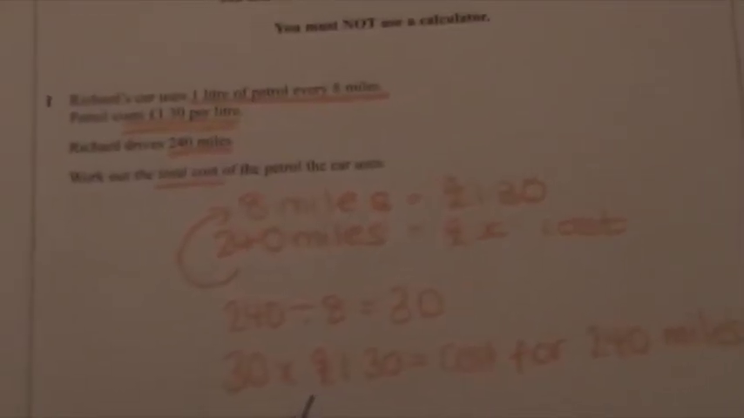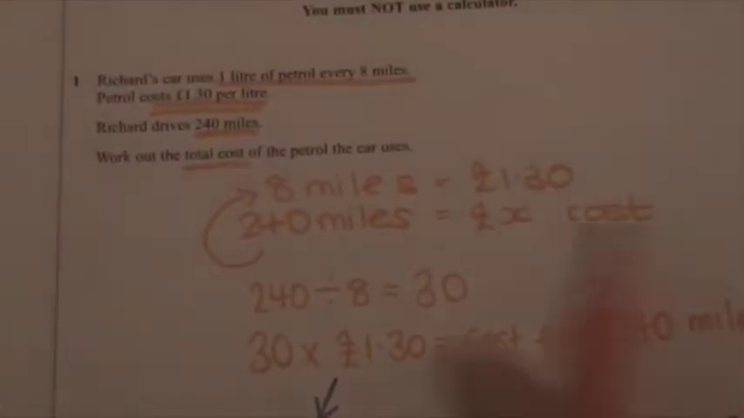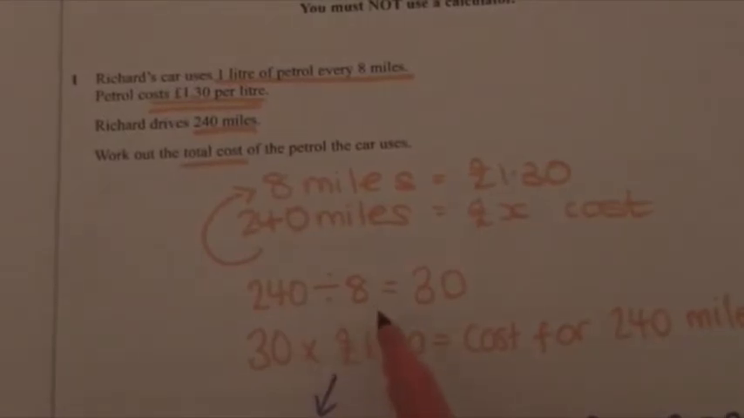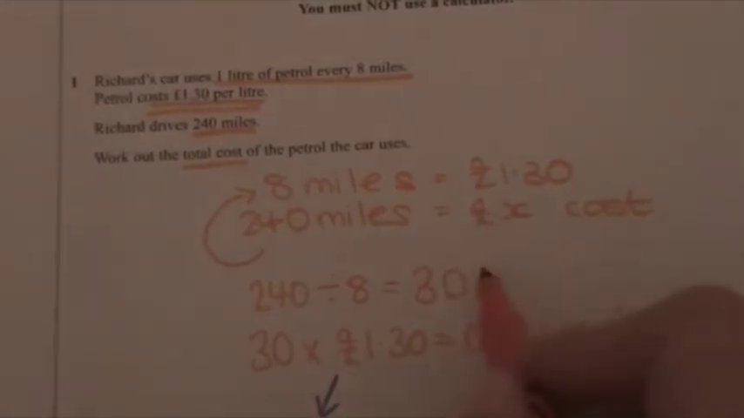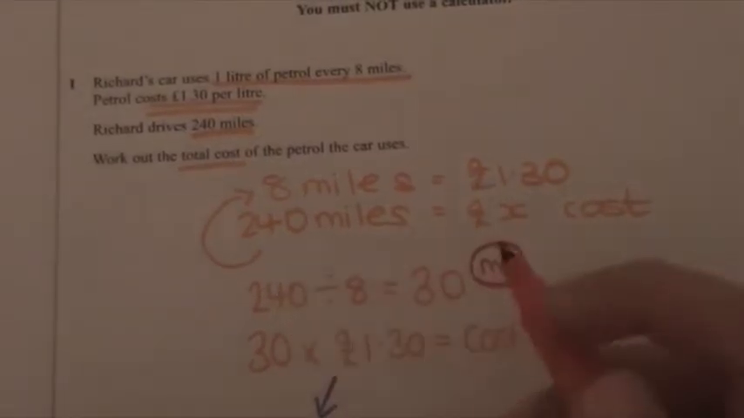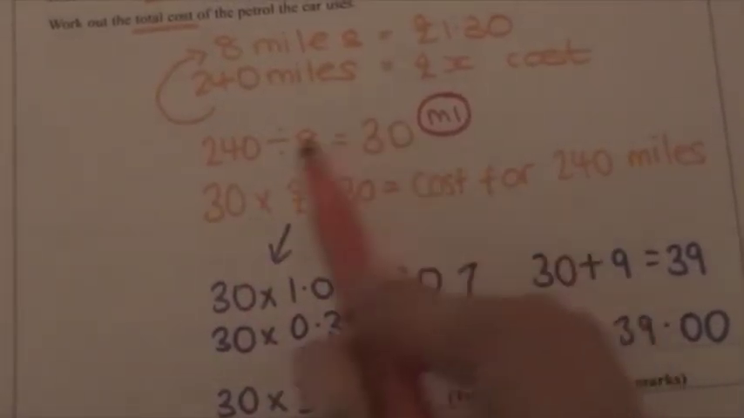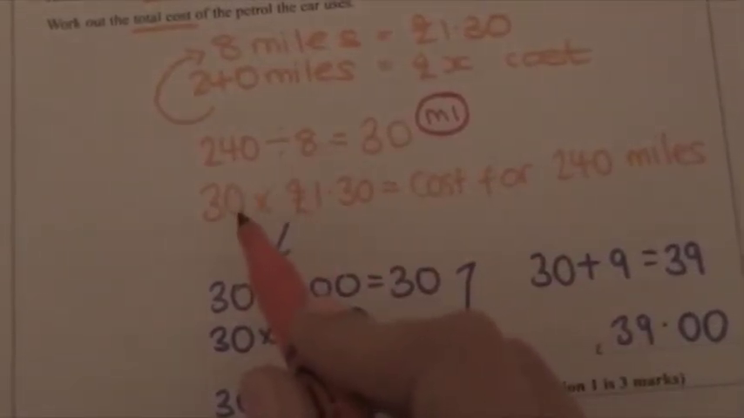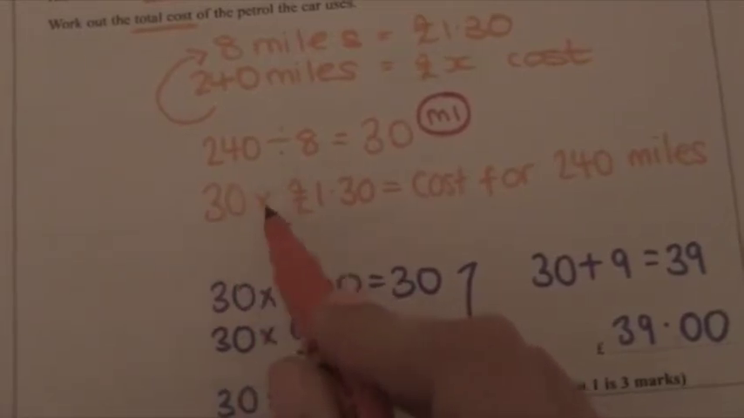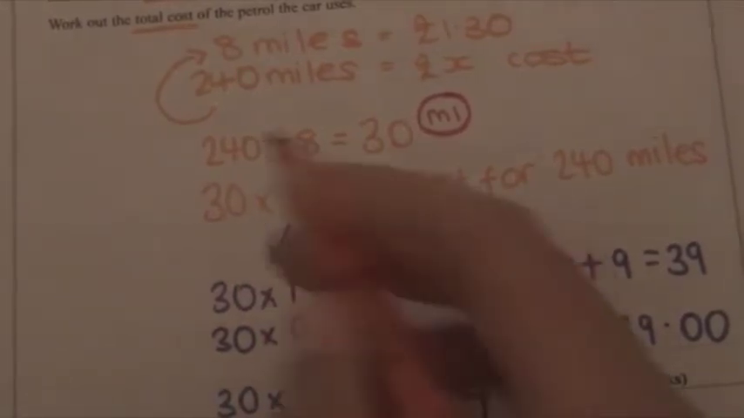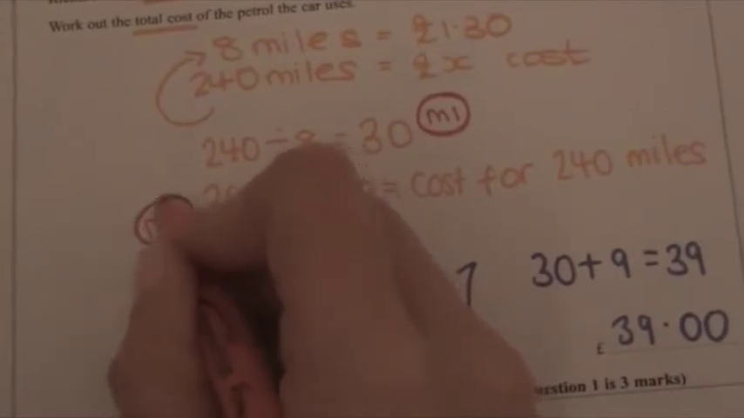So question 1, the mark scheme. The mark scheme states that if they can see 240 divided by 8 or 30 is seen, you get 1 method mark for realising how many 8s go into 240 and then using that. The second mark is for using your answer to that. So even if you didn't get 30, if you got a different answer here, you could still gain a mark for using your answer and timesing it by the cost per litre. That is my second method mark.